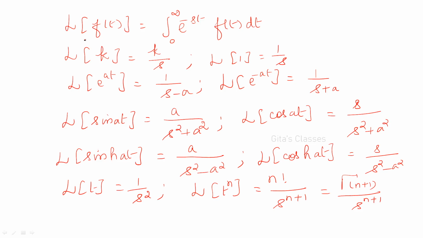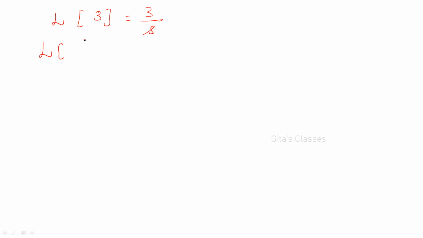L of k is equal to k by s, we know. So L of 3, if you want, then 3 by s, right? Using the same functions, you have to remember the Laplace transform of these elementary functions. We are just going to substitute the values of a. So L of e^(5t) is equal to 1 by s minus 5. Using the formula only, L of e^(-6t) is equal to 1 by s plus 6.